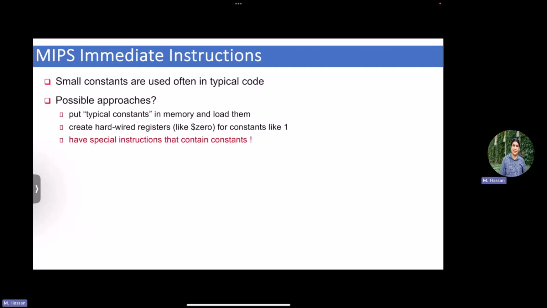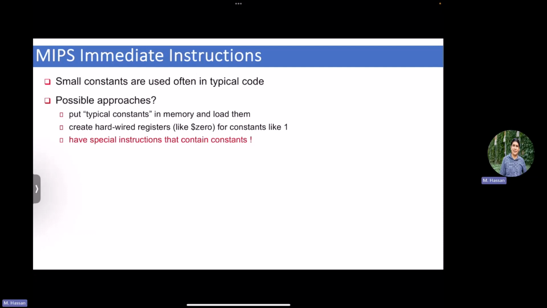We said you need immediate values because if you look into any C program I've written before, any Python program, you have arithmetic operations that operate on variable registers, but you also have constants in your code. For example, in a for loop, you are always adding i equals i plus 1. You increase your counter by a constant value. There are multiple options on how to deal with this constant value.